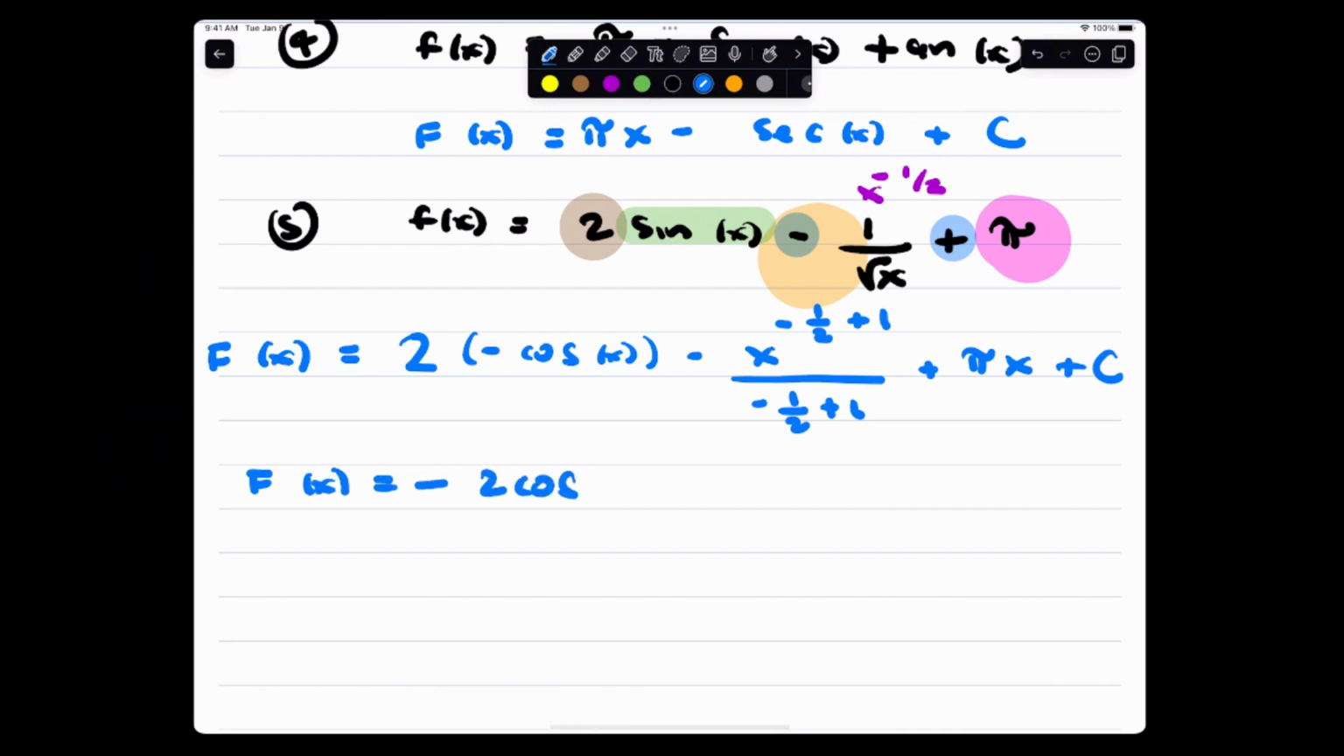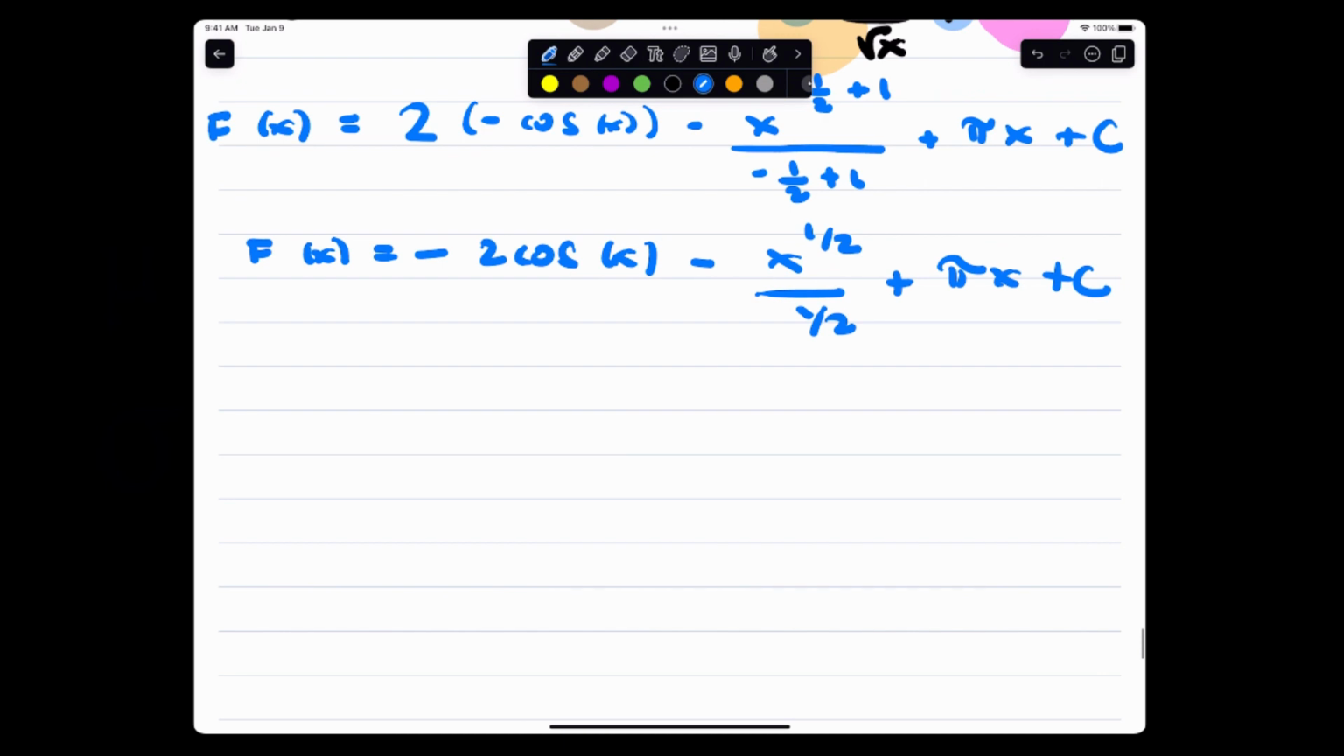So negative 2, what? Cosine minus, this is x to the what? 1/2 divided by 1/2 plus pi x plus c. So we're almost done. What do we have to do? Anybody know? What do we do now? Isn't this going to be minus what? 2 square root of x plus pi x plus c?